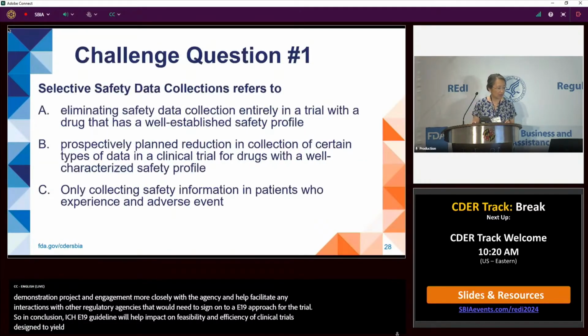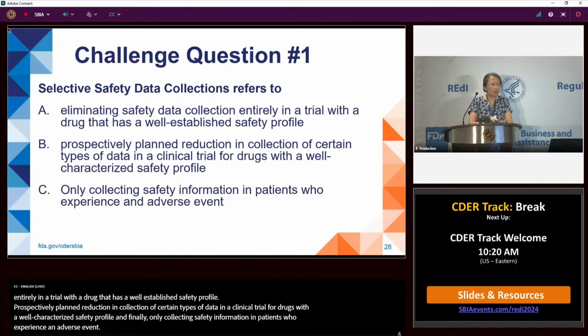So now let's see how I did on the learning objectives. Your first challenge question: selective safety data collection refers to A, eliminating safety data collection entirely in a trial with a drug that has a well-established safety profile; B, prospectively planned reduction in collection of certain types of data in a clinical trial for drugs with a well-characterized safety profile; and finally, C, only collecting safety information in patients who experience an adverse event.